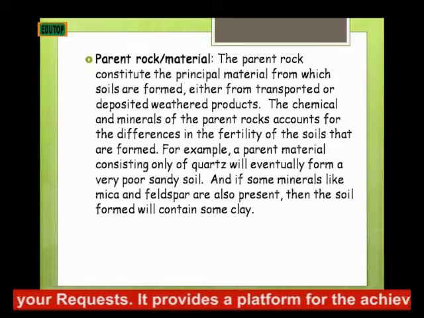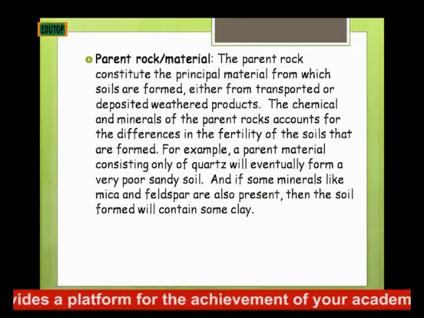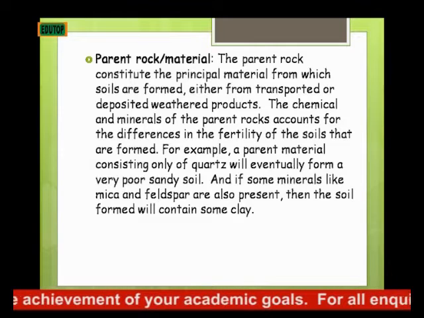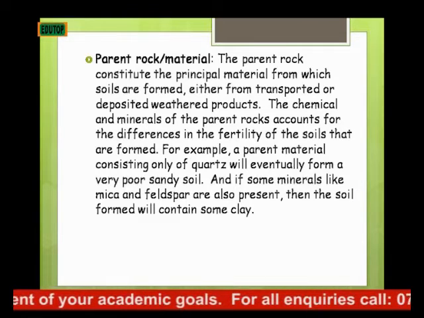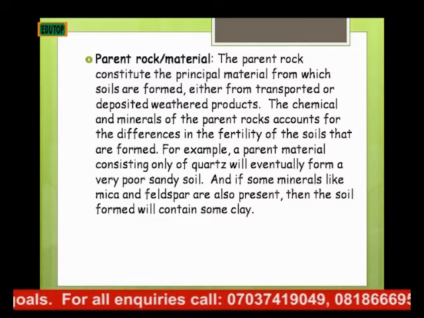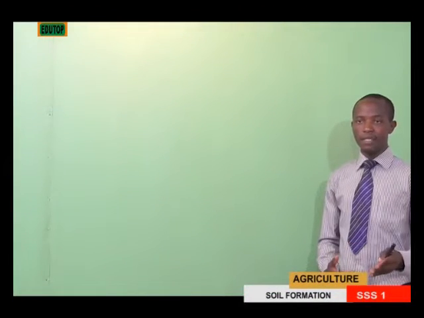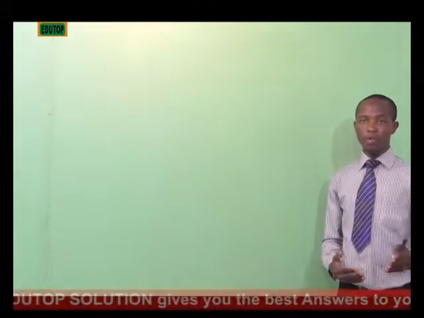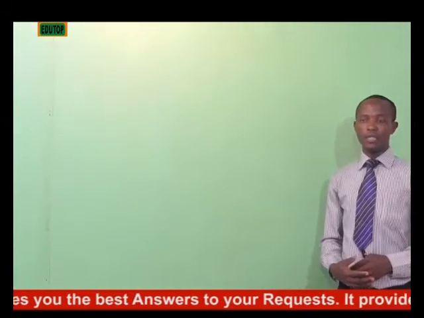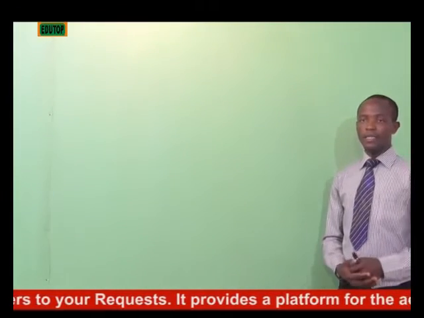The parent rock constitutes the principal material from which the soils are formed, either from transported or deposited weathered products. The chemical composition and the minerals of the parent rocks account for the difference in the fertility of the soils that are formed. That is, the minerals that make up the weathered rock will determine how fertile the soil is, and the type of nutrients that we can find in the different soils.